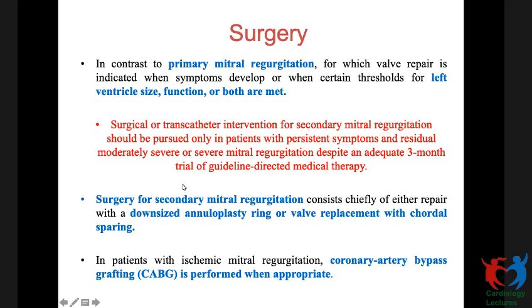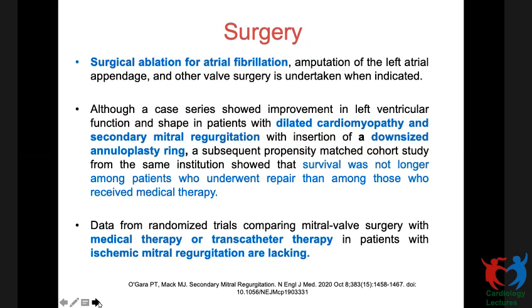And surgery for secondary mitral regurgitation consists chiefly of either repair with a downsized annuloplasty ring or valve replacement with chordal sparing. And in patients with ischemic mitral regurgitation undergoing CABG, valve replacement may be considered. Also when surgical ablation for atrial fibrillation, amputation of the left atrial appendage, or other valve surgery is undertaken or indicated.